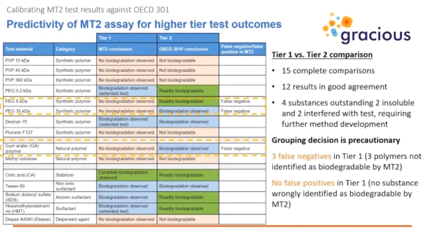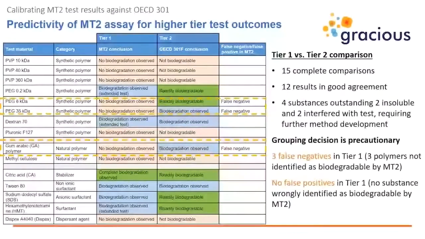This is because within our comparison and our calibration against the OECD results, we found 3 false negatives. This was where your tier 1 did not identify biodegradation, which was then observed in your tier 2. However, we saw no false positives. So we never got a result where we saw biodegradation in the MT2 assay, but observed no biodegradation in our OECD assay. That's nice, because it does mean that this MT2 assay is precautionary: if we see a positive response in the MT2 assay, we know that a positive response would also be observed in the OECD test.